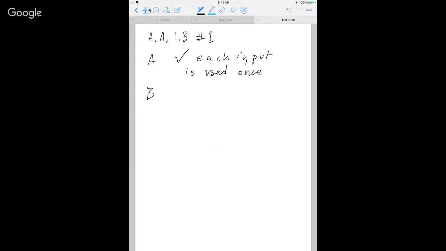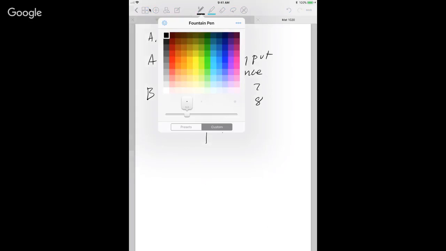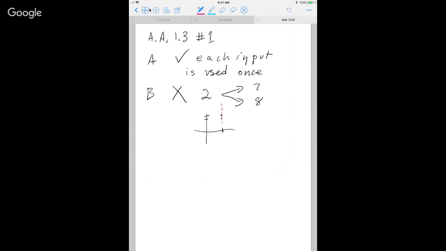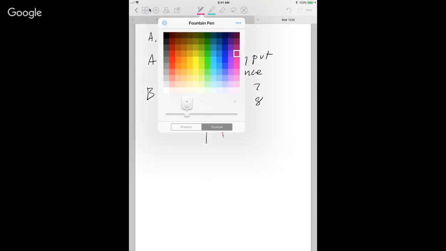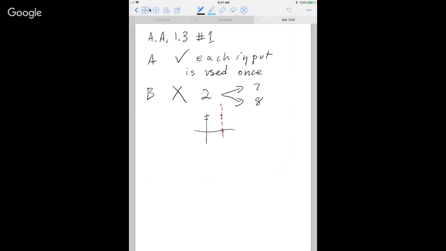And then for B, that is not one. That's because 2 goes to 2 places. It goes to 7 and it goes to 8. So when your graph is set up, if this is 2, and here's 7 and 8, I get 2 dots. If I do the vertical line test here, you can see that I fail. I'm hitting 2 points when I draw a vertical line instead of just one. That's no bueno. All right. So that's all I really want to say about that one.